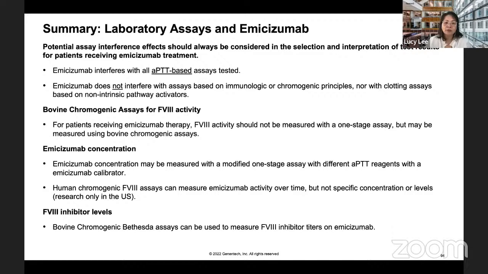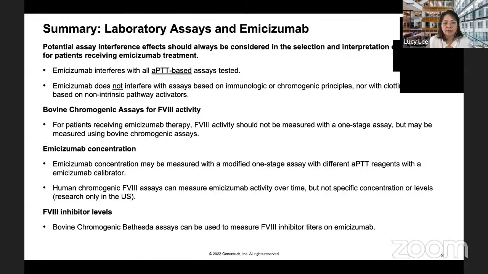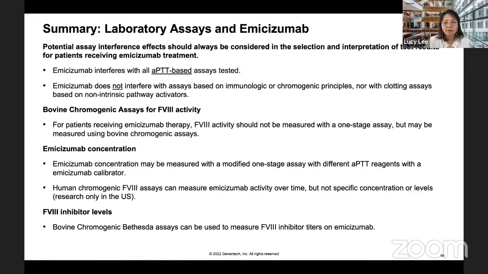But if you did want to look for factor VIII activity of what your body makes as well as what's being infused, you can use a bovine chromogenic factor VIII assay. And similarly, for patients with inhibitors, if you want to look for factor VIII inhibitor levels over time, you'll want to be using a bovine chromogenic Bethesda assay to measure that inhibitor level. So that's what alternative testing strategy means on the very last slide. Hopefully that's helpful.